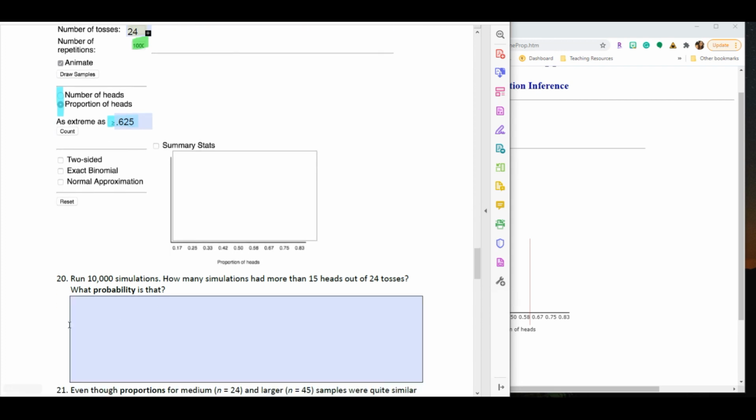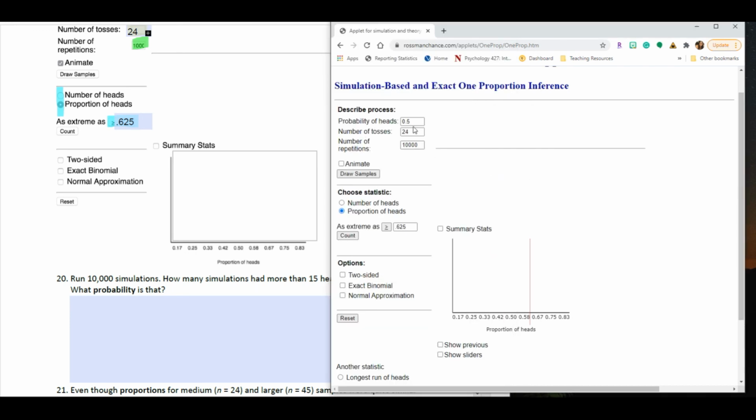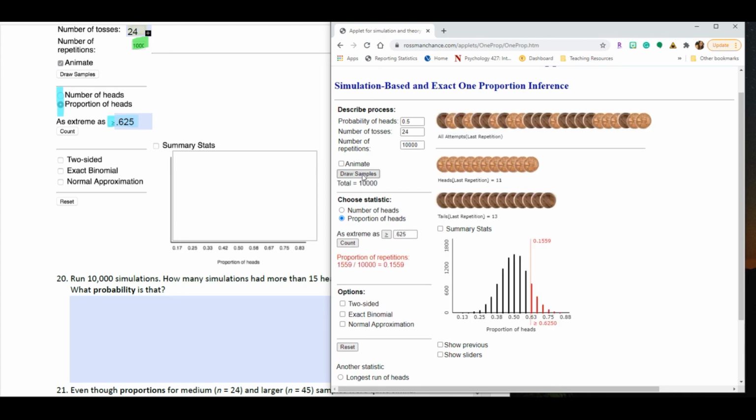And then we're going to run 10,000 simulations. So once you have it set with 24, 10,000, and 0.625, you go ahead and do draw samples. And it just did 10,000 flips, or 10,000 times 24. And we see the resulting sampling distribution.